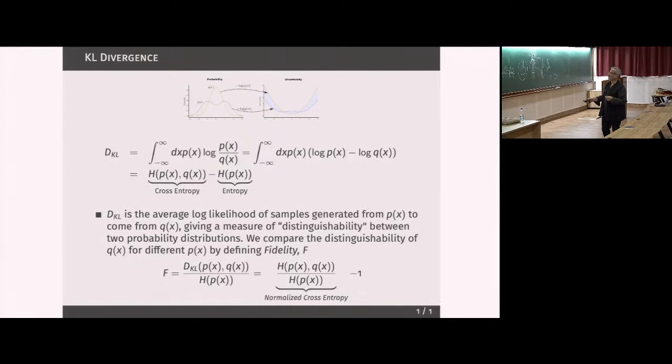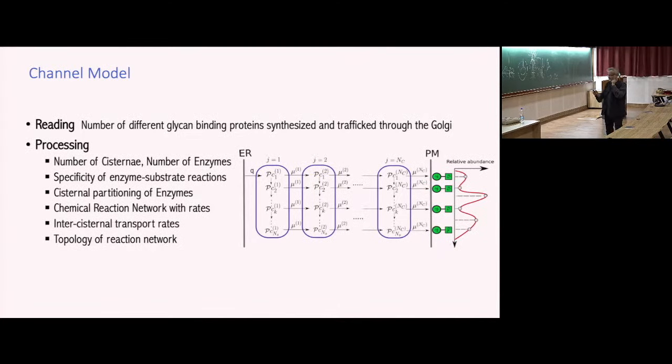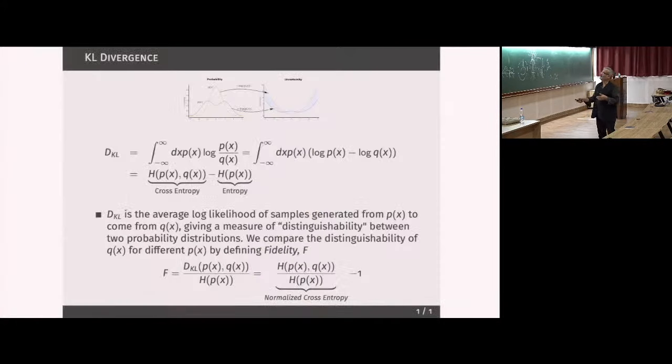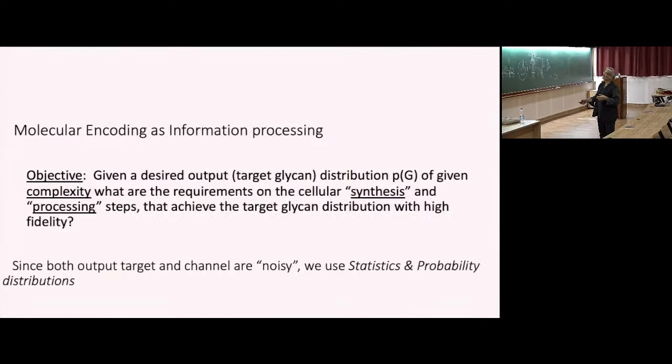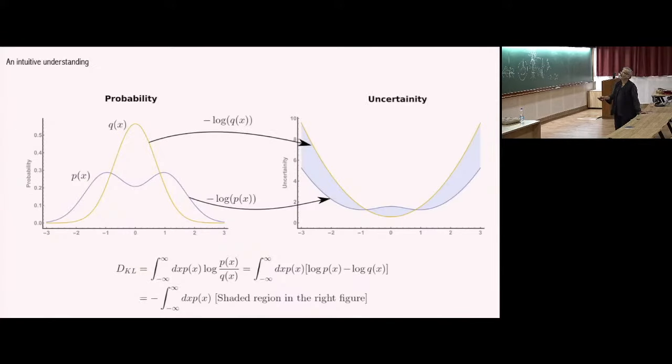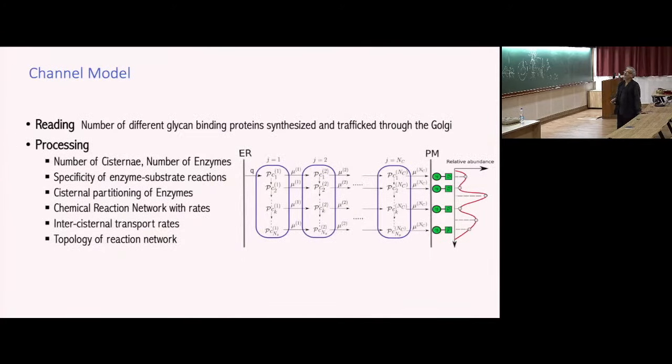Now that we have discovered what is a good way of saying one distribution is close to the other, I have to do the following exercise, namely, I have to tell you what is the cellular synthesis and processing model that I'm using. I have to tell you what this channel is. What are the physical and chemical characteristics of this noisy channel? And this is it.